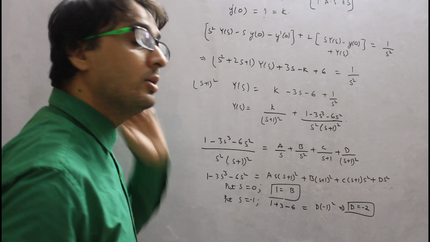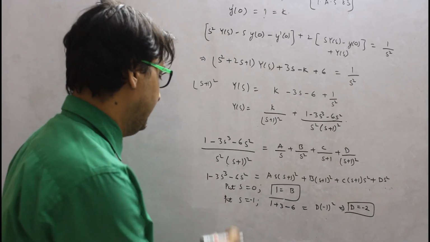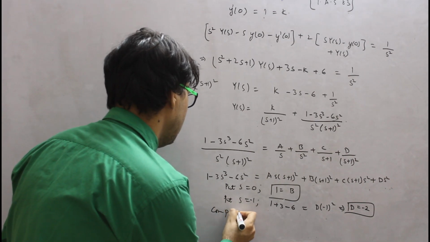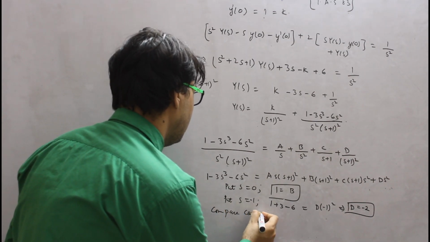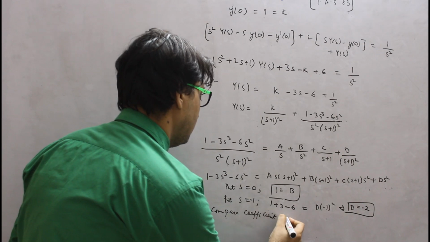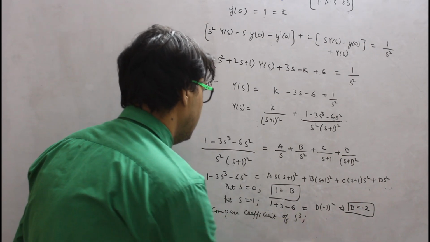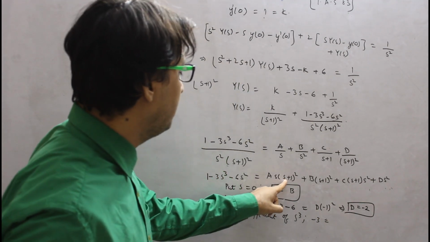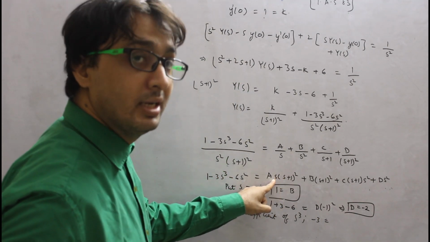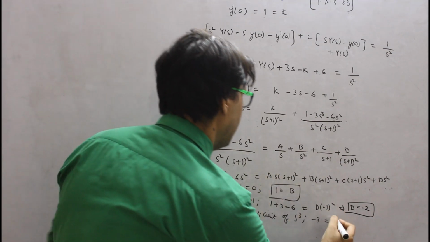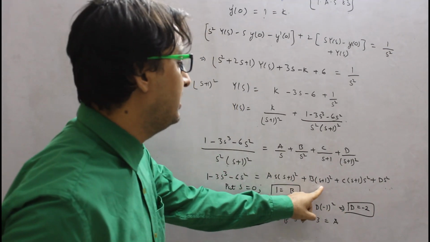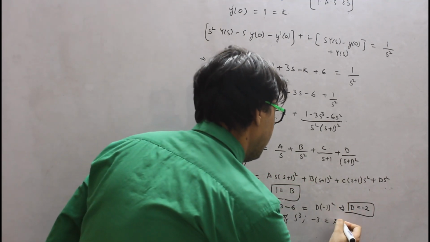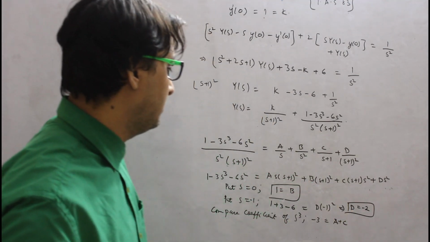Now I will compare the coefficient of S to the power 3. What is here on LHS? Minus 3. If you open it up, S square into S, that is S cube. So we get 1 here. Here we don't have any cube, but we have S into S square, so that becomes A plus C. So this is an equation that we get.